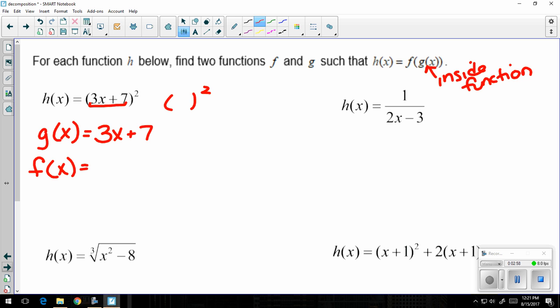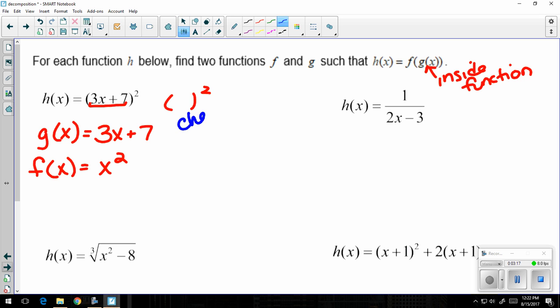But remember, it's a function, so I have to have a letter to evaluate, or a variable. So instead of parentheses squared, I'm going to put x squared. So there are my two pieces. G of x, my inside function, is 3x plus 7, and f of x is x squared.